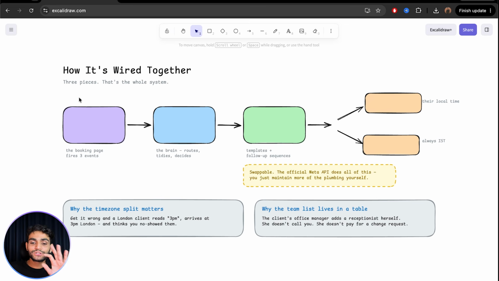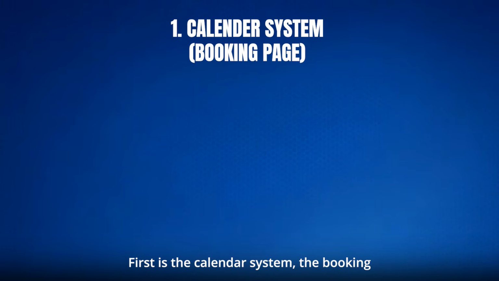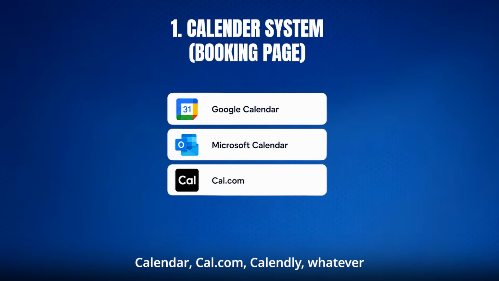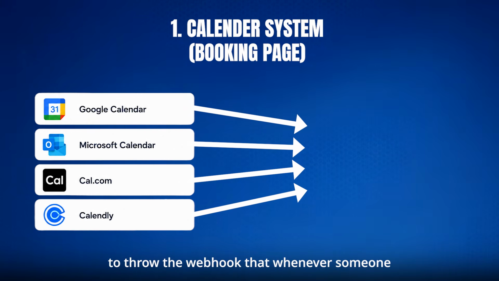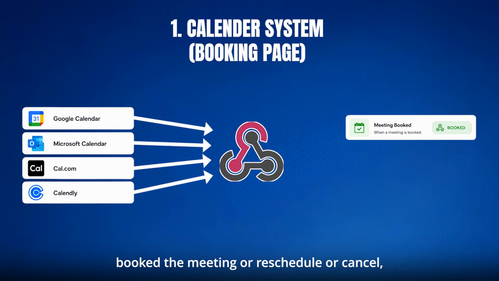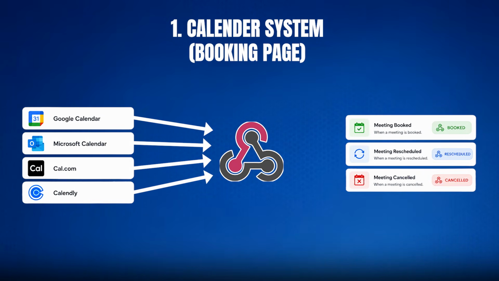So there are three pieces to this whole system. First is the calendar system, the booking page. It could be Google Calendar, Microsoft Calendar, cal.com, Calendly, whatever software you want to use. Just make sure it has the capability to throw a webhook whenever someone books, reschedules or cancels the meeting, so it can send the event to the system.